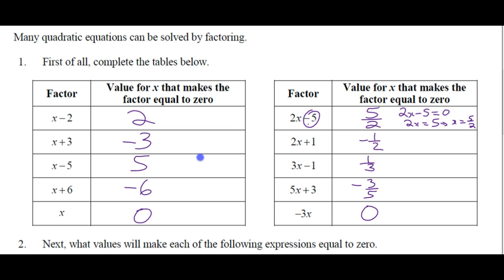So I look at this, I take this and change its sign, negative 1 over 2. I look at this, change its sign, positive 1 over 3. I look at this, change its sign, negative 3 over 5. I look at this, it's after 0. Make sense? It's a quick way. If you don't want to do the quick way, do it the slow way. Just get 5 over 2. I don't care how you get 5 over 2, just make sure you get 5 over 2, right?